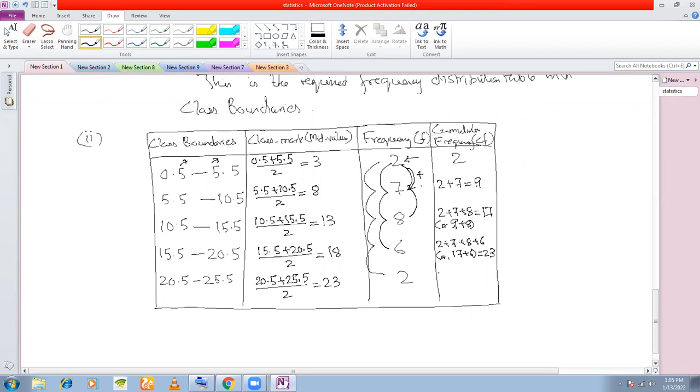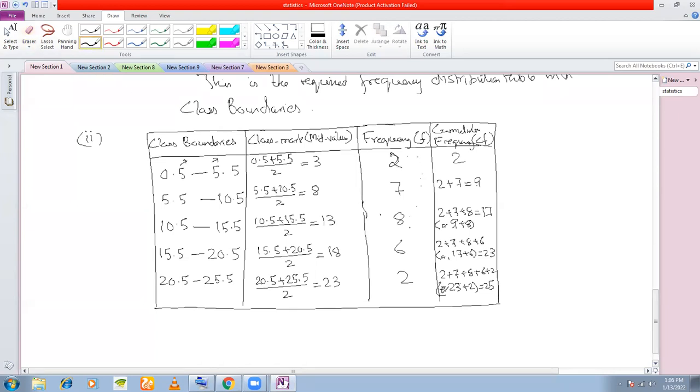And for the final one, you add all the 5. That means 2 plus 7 plus 8 plus 6 plus 2, or you can also write this as 23 plus 2, which is equal to 25. Clear? Cumulative frequency, or any question on this? No, sir. Cumulative frequency is clear. So this was easy enough, right? Cumulative frequency and class mark. Remember these because we'll be dealing with all this later on.